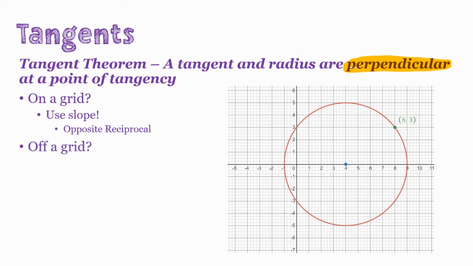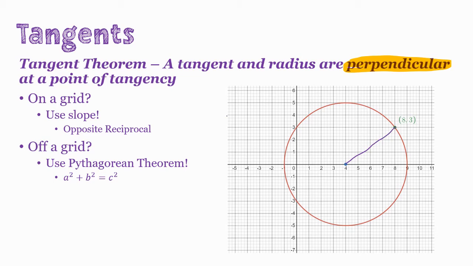If we were off a grid, we went back to our old friend, the Pythagorean theorem, right? Where a squared plus b squared equals c squared. If a squared plus b squared doesn't equal c squared, not perpendicular, not a tangent, right? So let's take a look at this example that I have right here. I can see my circle. I can see the center of my circle. And you know what? While I'm at it, let me just draw in my radius. And I can see this point.